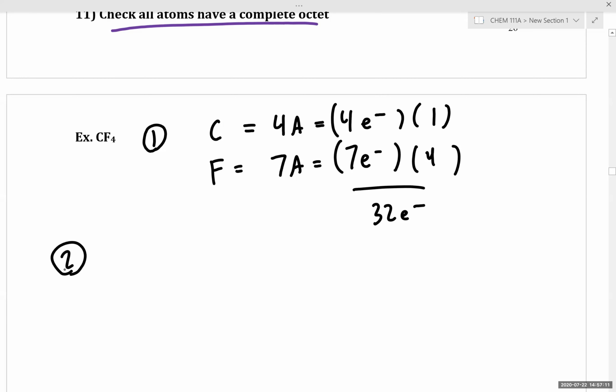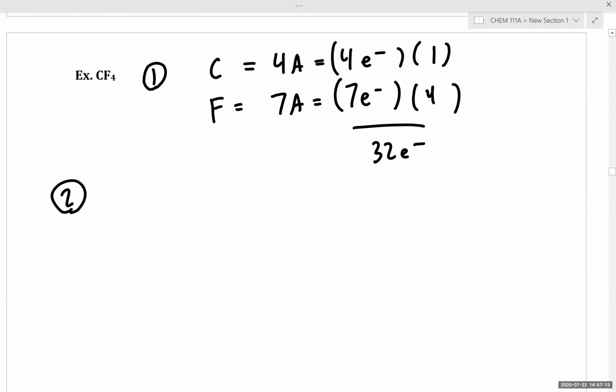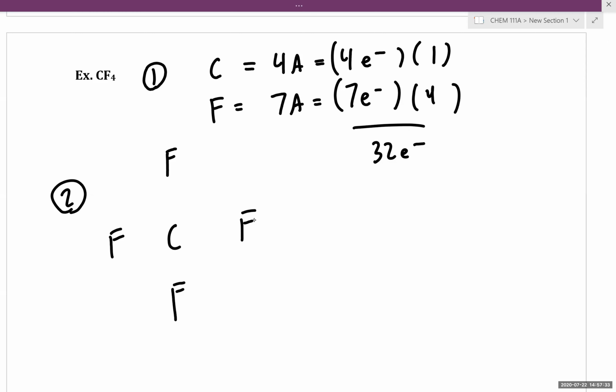Next, we designate our central atom. What's our least electronegative atom? Carbon, okay. Then we're going to surround it with our 4 fluorines. Remember, group 1 and 2 elements can have a maximum of 4 surrounding atoms.